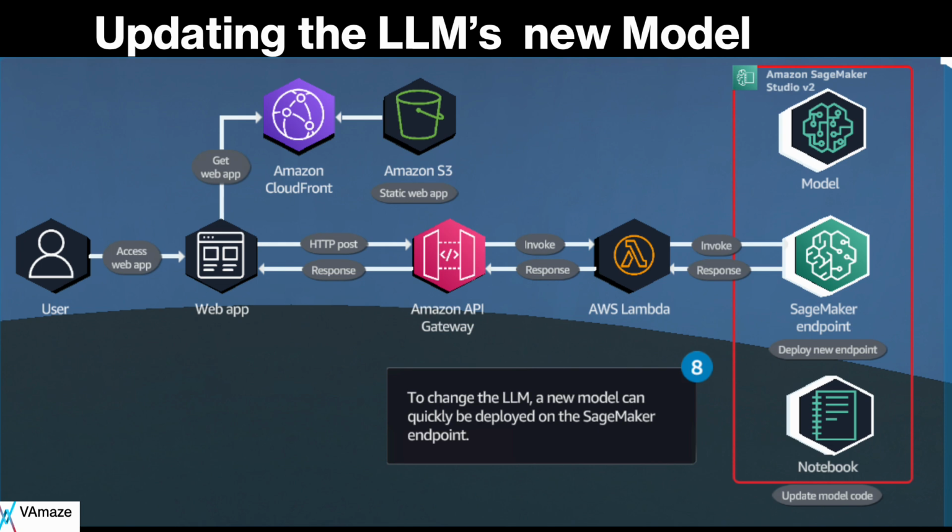To change the LLM to a new model, we handle it by quickly deploying it as a SageMaker endpoint. That way, if a new model comes out, you can deploy it quickly. This SageMaker infrastructure allows seamless model updates.